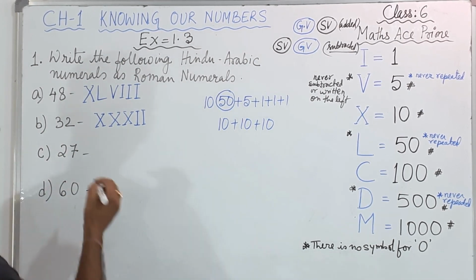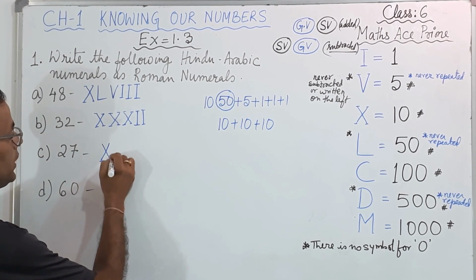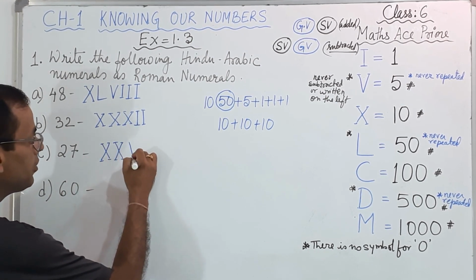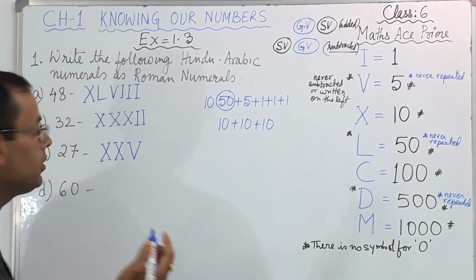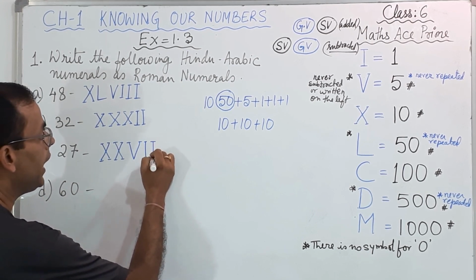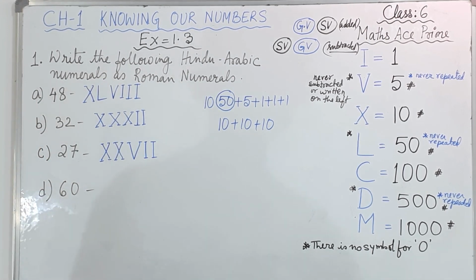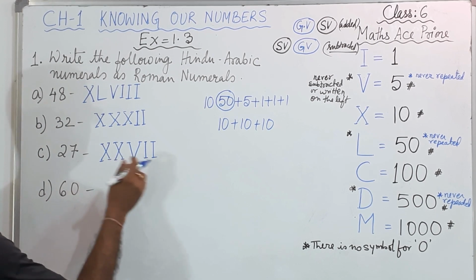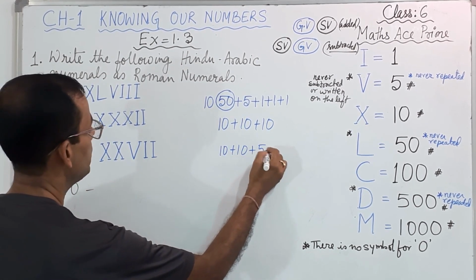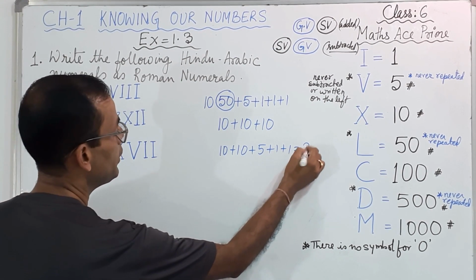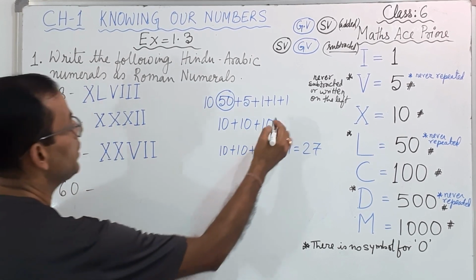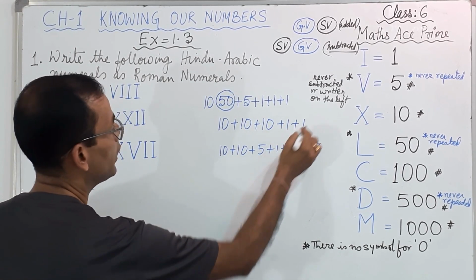Now 27. Okay, so 27 also very easy. So 10, again 10, 20, and then we can put a V, that means 5, 25, and then we can put I and I, that means 1 plus 1. See, 10 plus 10 plus 5 plus 1 plus 1, so how much is it coming? 27. And here 10 plus 10 plus 10 plus 1 plus 1.